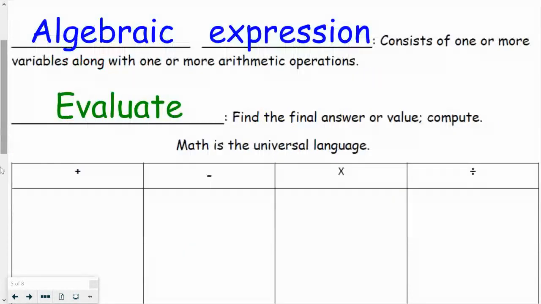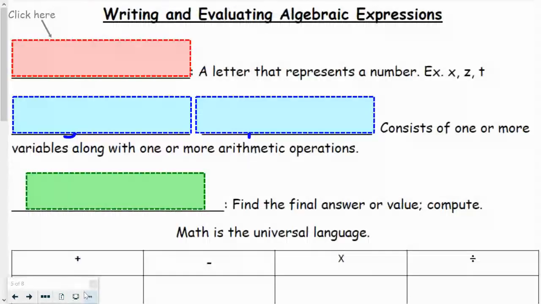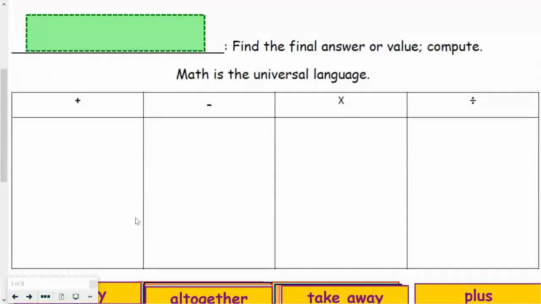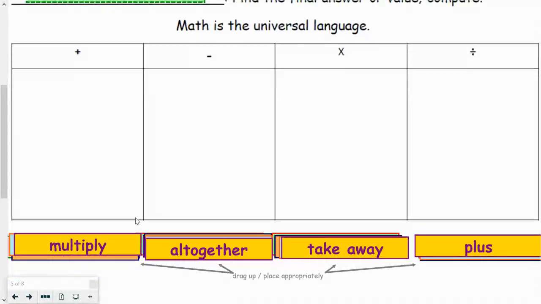We're going to hop down to our key words that mean each operation. I have some words down here that I'm going to drag up to the operation they mean, whether it is addition, subtraction, multiplication, or division. When we go to write the expressions from word form, we need to know what these words mean so we know that we're writing the correct expression.